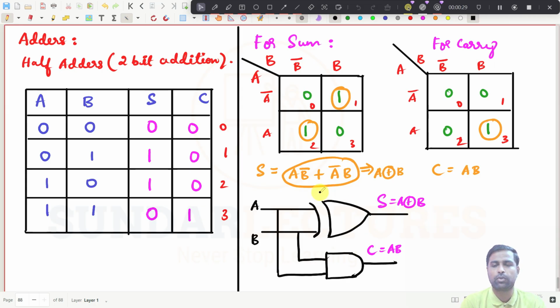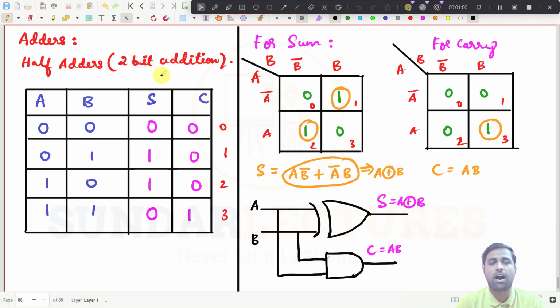So for the XOR gate, you should have one simple understanding. See here, if you compare any two cells, compare these two, this is inverted. This is 0, this is 1. Compare these two, this is 0, this is 1. Compare these two, this is 1, this is 0. If you compare any adjacent cells and you have inverted ones and 0s, then the output will simply be XOR. This is the basic idea you have to understand.